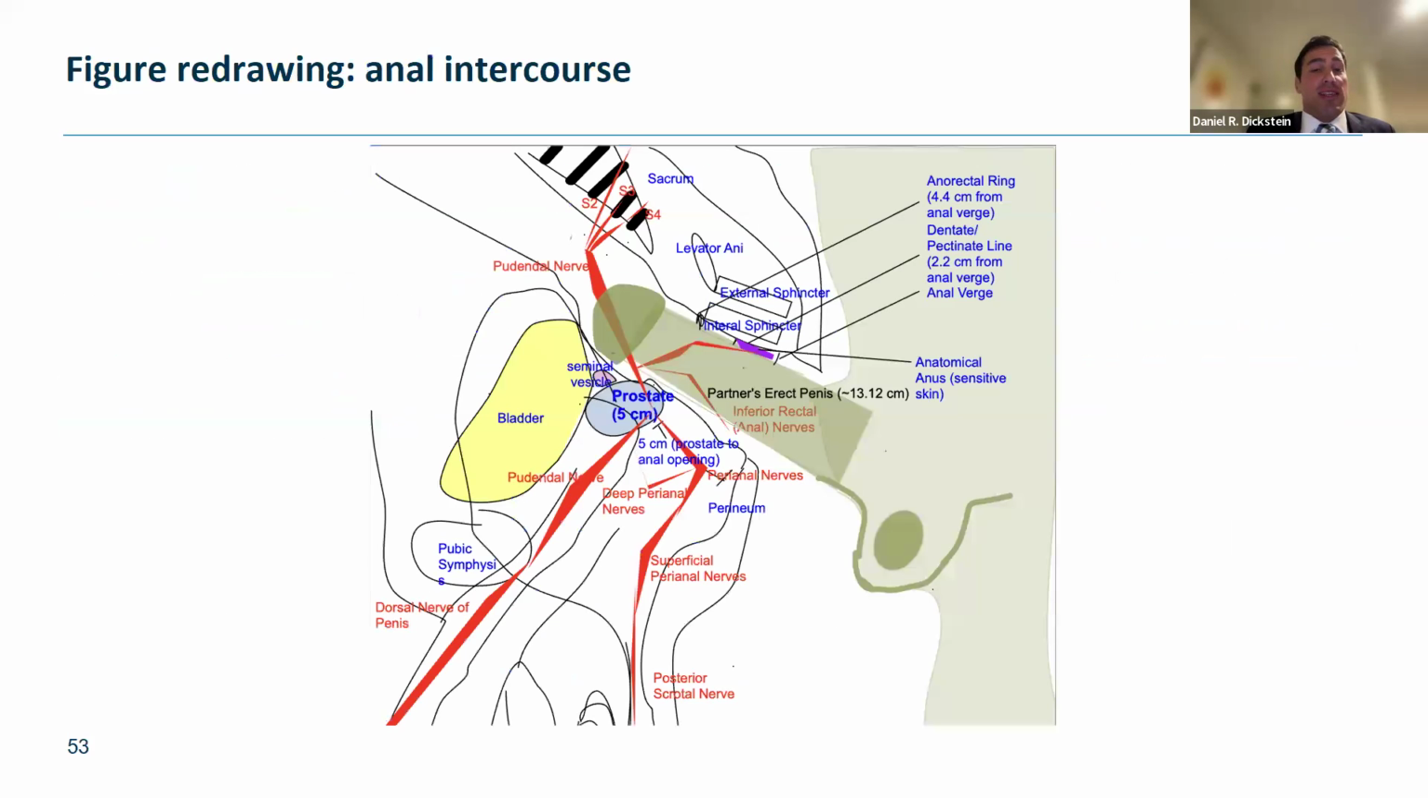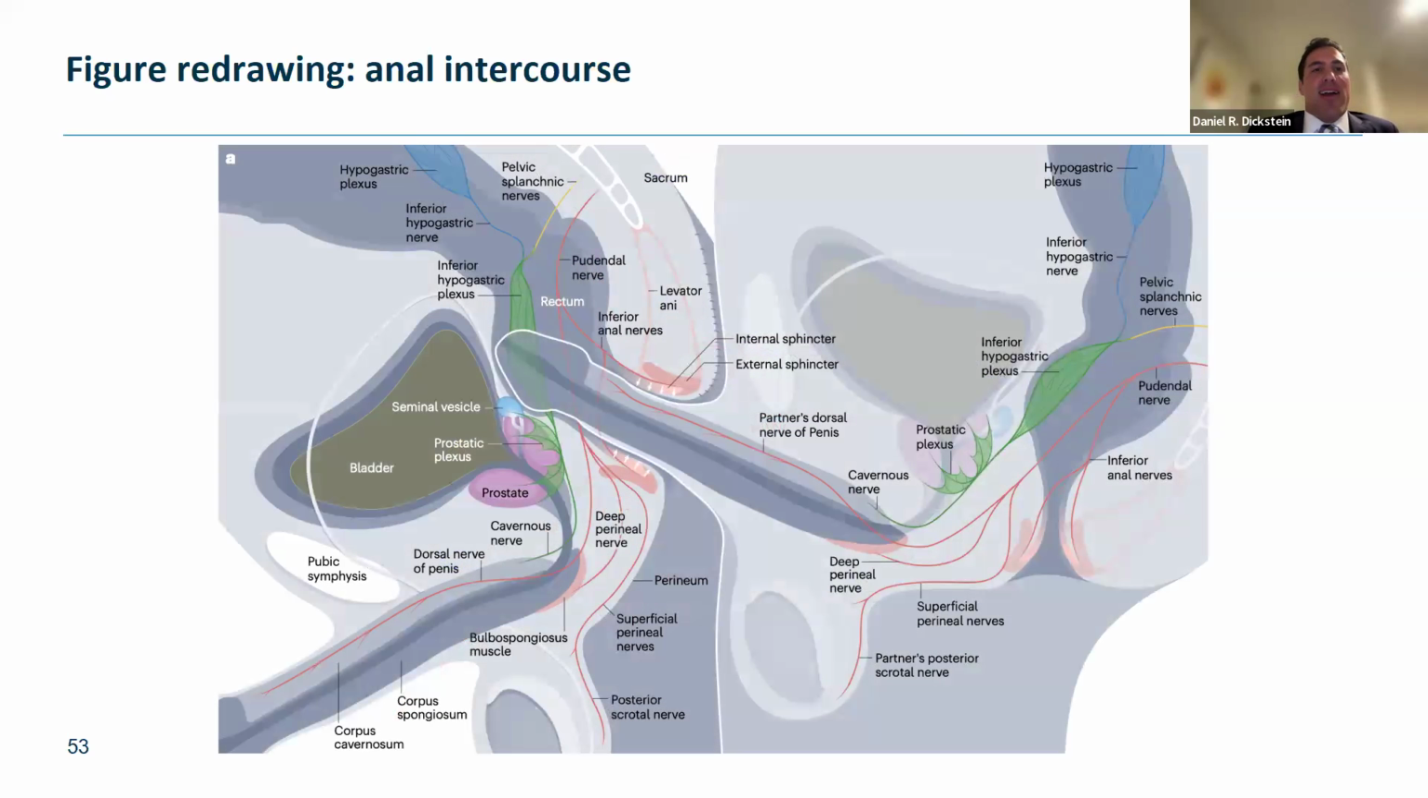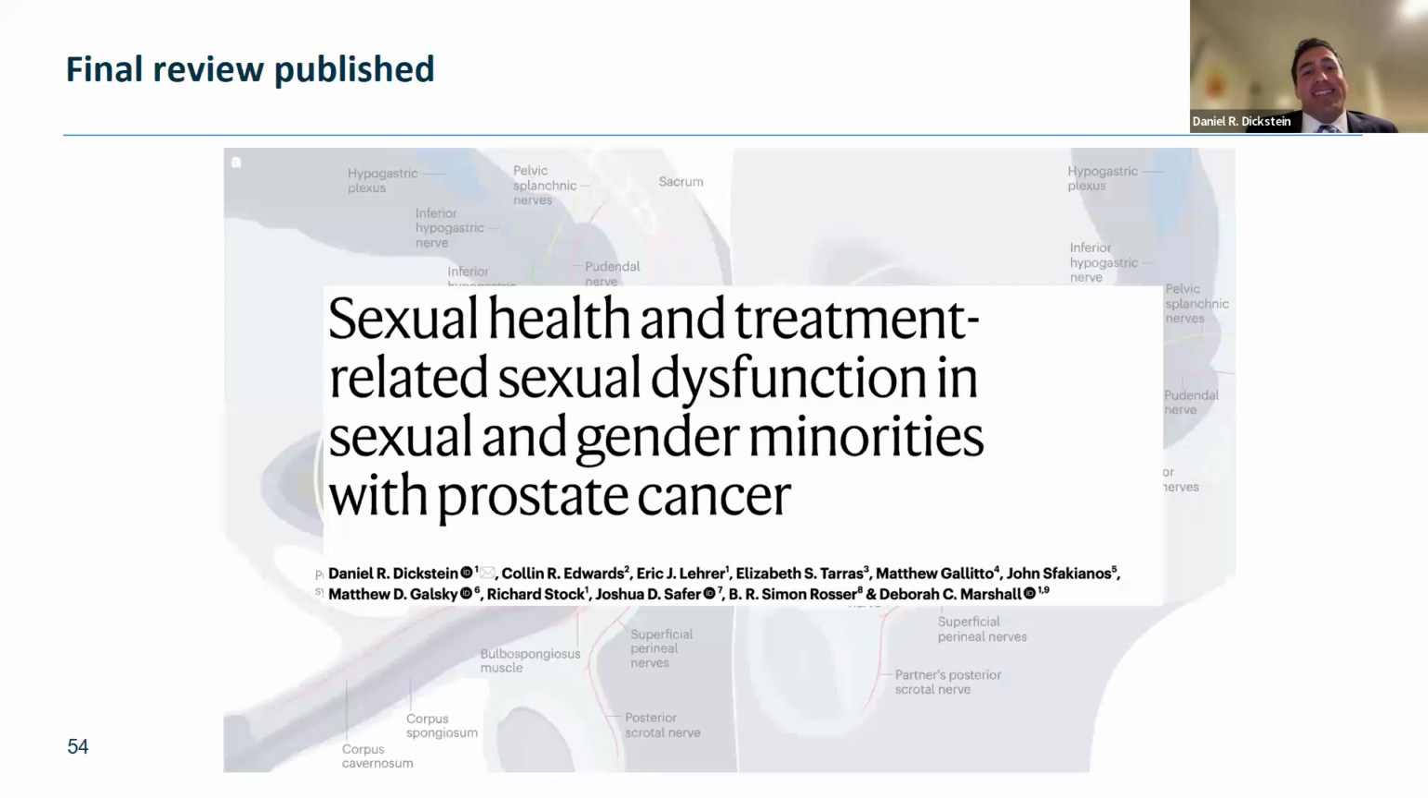So this is the art, this is what I submitted. I did draw a figure of anal intercourse. This is what I made to illustrate the anatomy involved in pleasure. And this is the figure that, after a few back and forths with Nature and Nature Reviews Urology, the art editor, this is the final figure. And the final review was published.